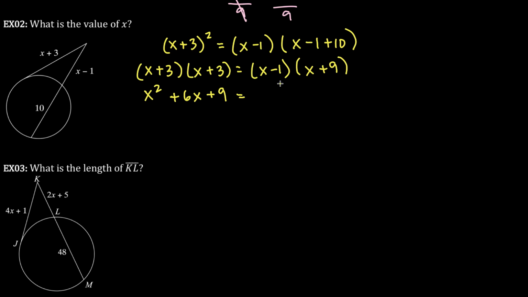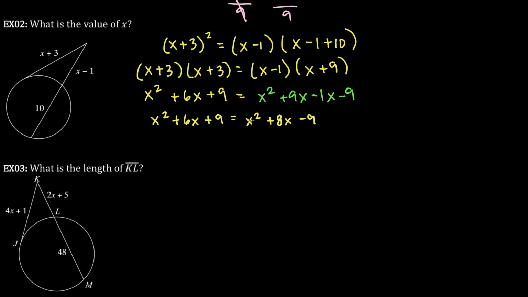This one, they're not the same, so I kind of have to show the work a little more. x times x is x squared. x times 9 is 9x. I get negative 1x, and I get minus 9. And let's go ahead and simplify that. We get x squared plus 6x plus 9 equals x squared plus 8x minus 9.